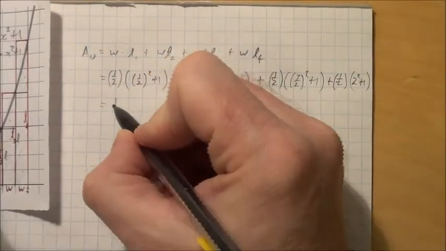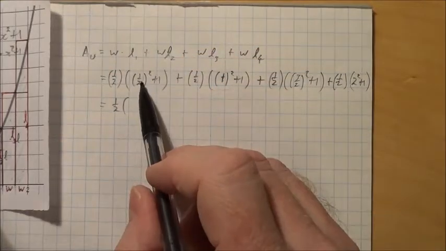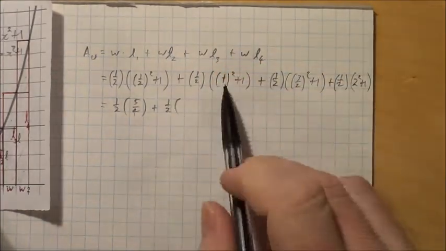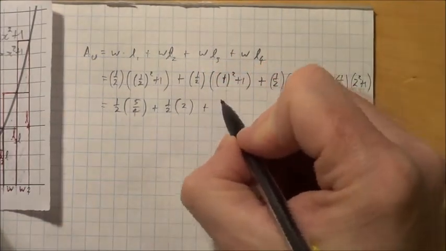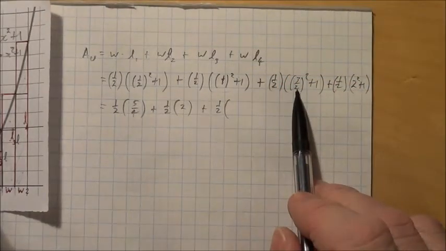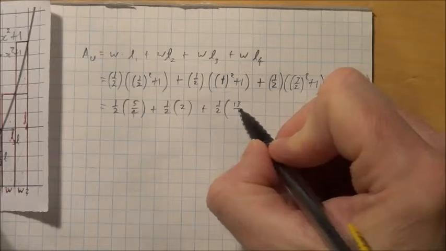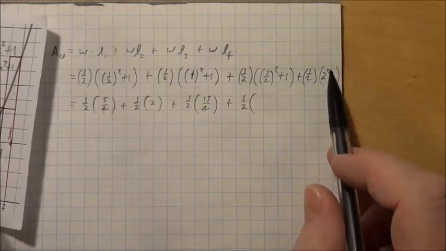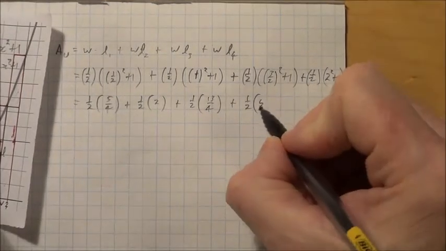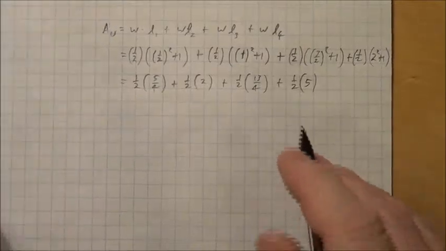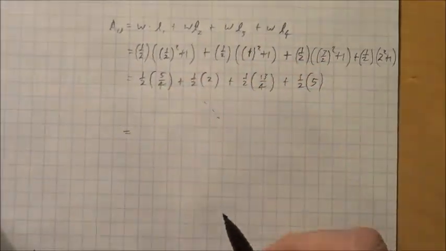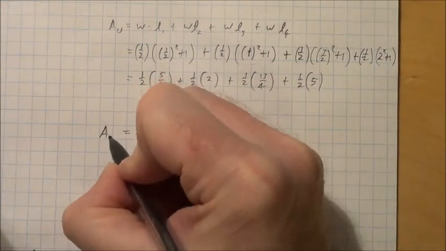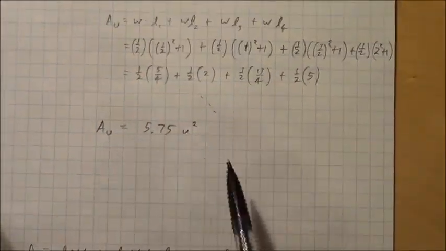Okay, and then the same sort of thing: a half times a half squared is a quarter, plus 1 is 5/4, plus a half multiplied by, there's 2 again, plus a half. Here is 9/4 plus 1, so that's 13/4, plus a half times, well, 2 squared is 4 plus 1 is 5, so that would be 5 here. Then when we continue that, we end up getting a value of 5.75 units squared for the area of the upper rectangles.